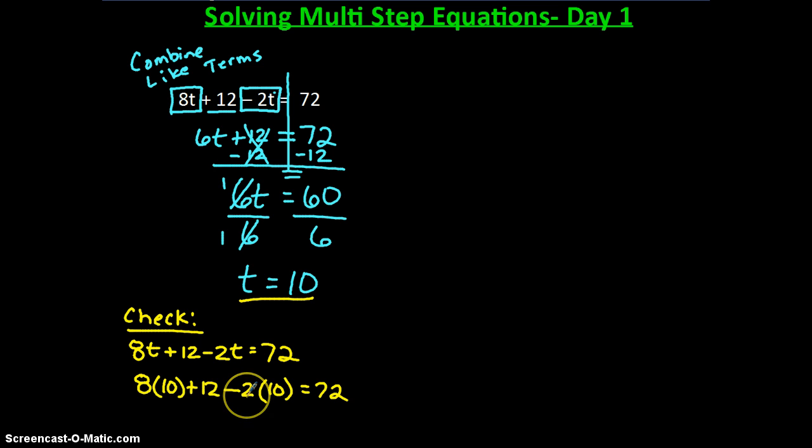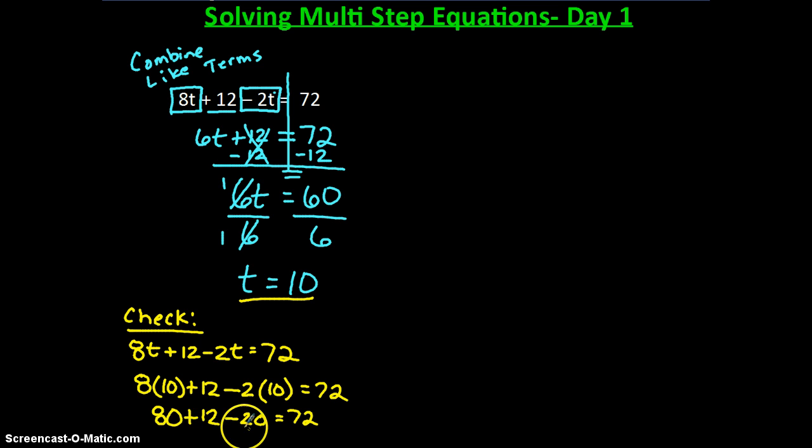Multiplication comes before adding and subtracting. So I'm going to take 8 times 10, which is 80, add 12. And then I'm going to keep this negative sign here because I need to take 2 times 10, which is 20, equals 72.